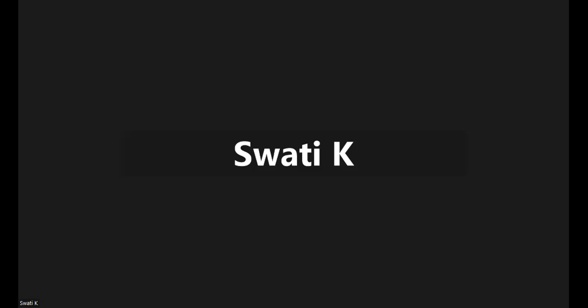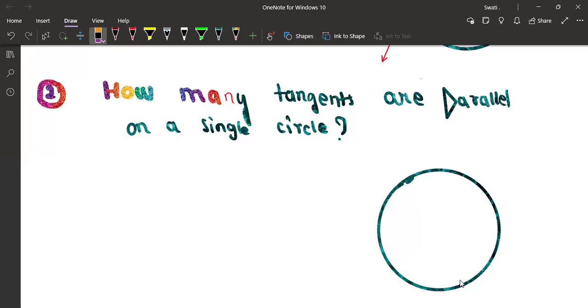Yes. Okay, I think my screen is now visible. Okay. You can see the screen, Manya? I think you can't. Okay, now I think you can see the screen.